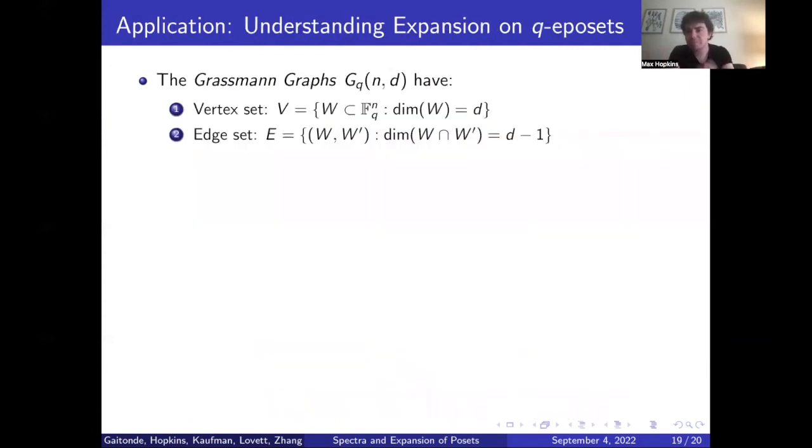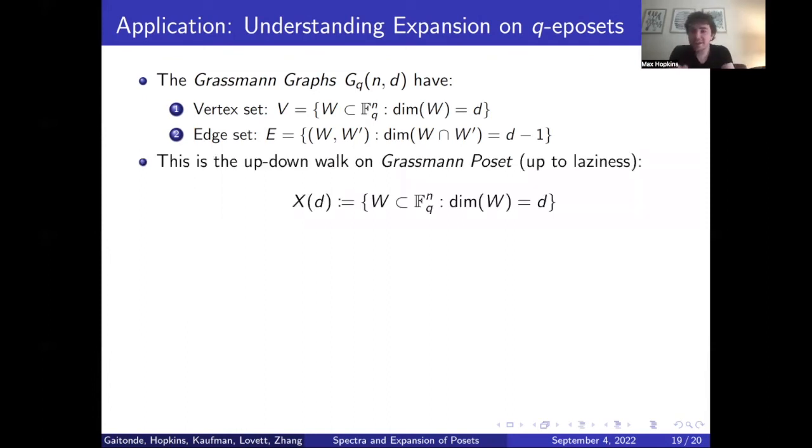So maybe one more minute, let me give a more concrete instantiation of this theorem, in particular on the Grassmann, which is our main focus. So let me remind you more formally, what are the Grassmann graphs? These are the graphs that have a vertex set given by, say, d-dimensional subspaces of F_q^n. And W and W' have an edge if the dimension of their intersection is d minus 1. They're as close as possible.